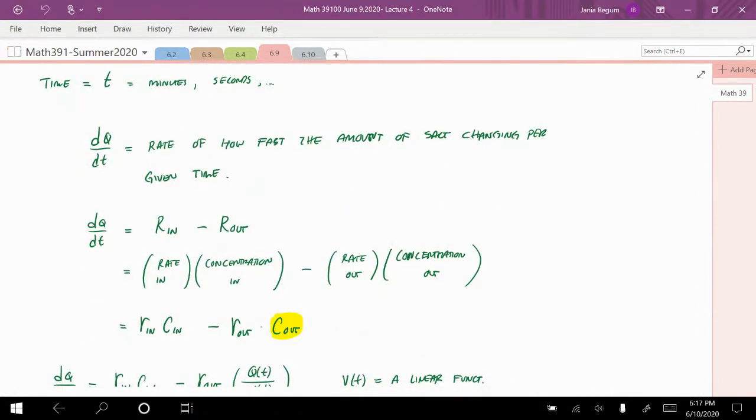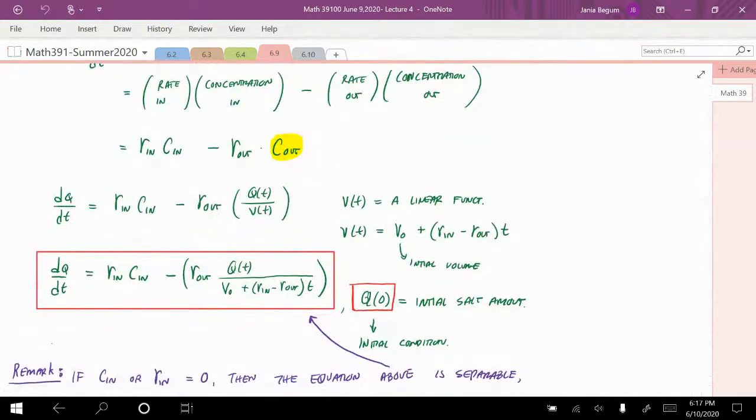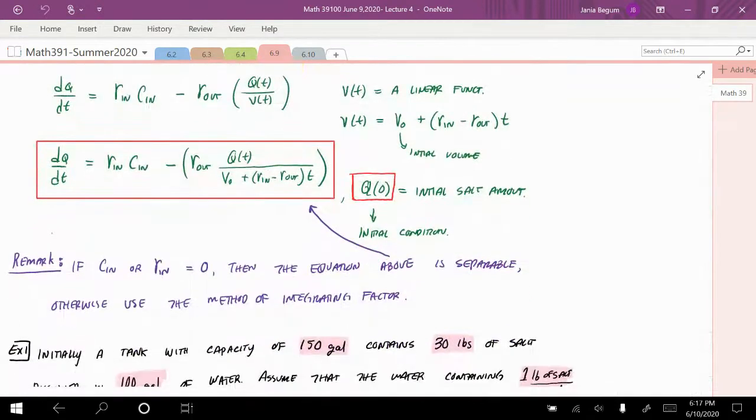We want to measure the rate. So the rate is equal to rate in minus rate out. The rate in we can measure by the rate of liquid coming in times the concentration coming in, minus the rate out times the concentration out. So we can write all of these down using symbols. We have R_in times C_in minus R_out times concentration out, and concentration out is given by this formula, Q of t over V of t.